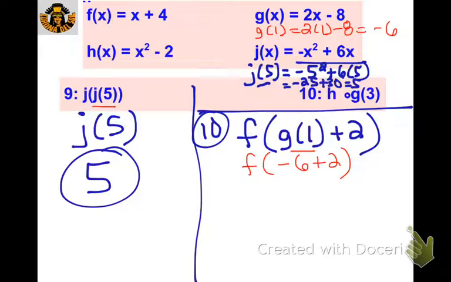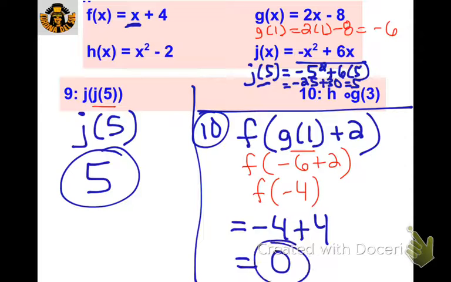All right, then I would do this math here, negative 6 plus 2, so that means that would be f of negative 4. So now what I'm looking for is what's f of negative 4. So you're always working from the inside out. So f of negative 4, now we just plug in a negative 4 right there. So that would be negative 4 plus 4, and that would equal 0.